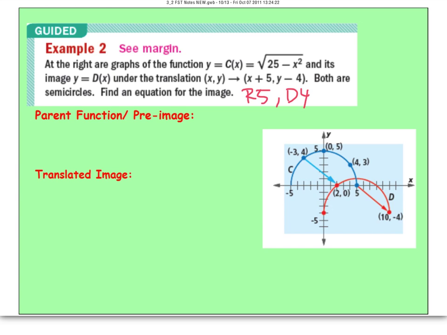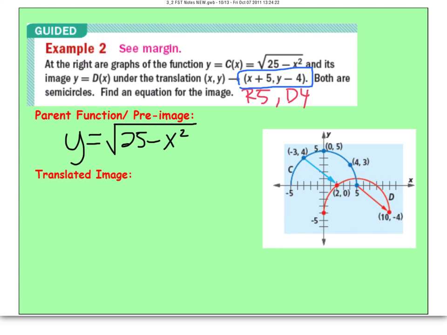Well, I first need to identify what the parent function or the preimage was, and I can tell it was this. So I'm going to jot this down. Y equals the square root of 25 minus x squared. Okay. What we want the equation to do is what the ordered pair rule is. We want this graph to move right 5 and down 4.